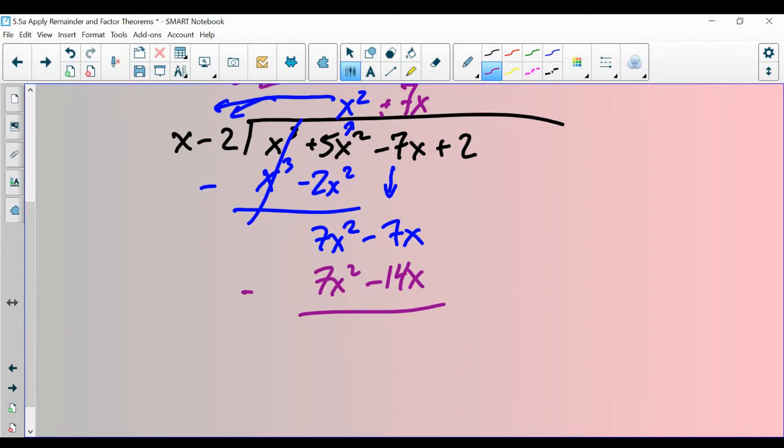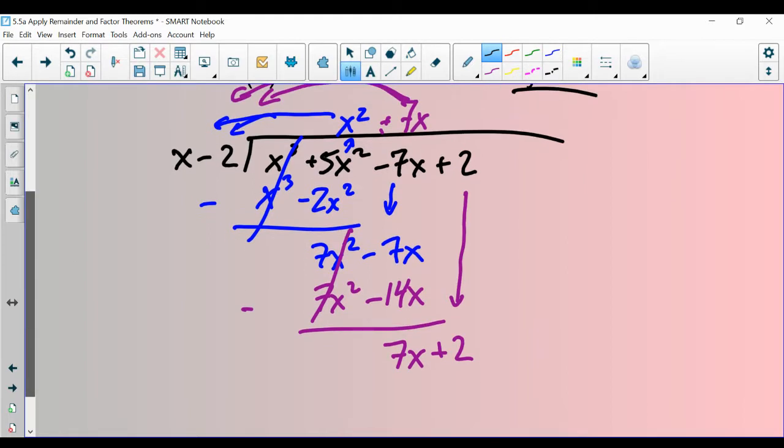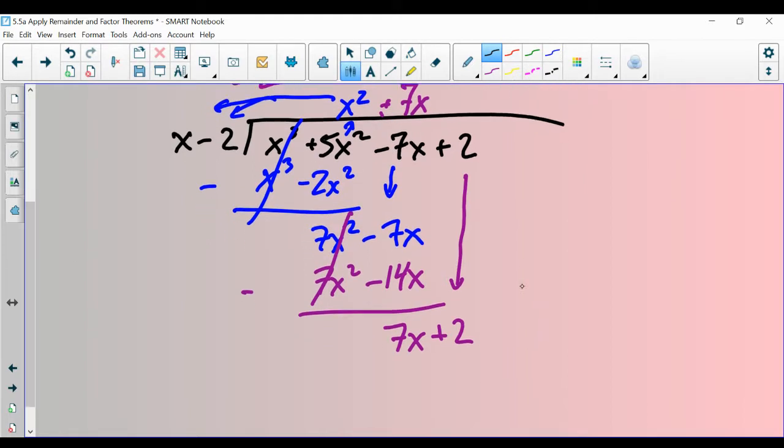From here, you're going to subtract. These should cancel because they always match. And then keep in mind, tons of mistakes are going to be made here. -7x minus a -14x is positive 7x. After you do the subtraction, drop the next one down, +2. That was another revolution of this process. We need to do it again. We need to do it until there is no number to drop.